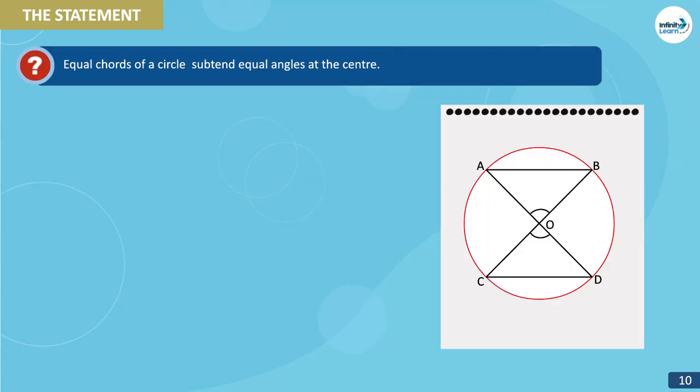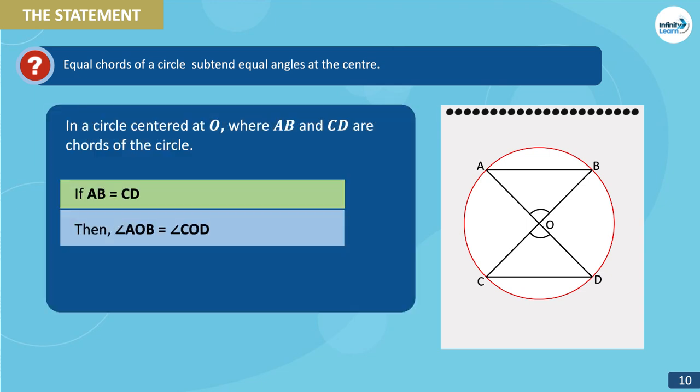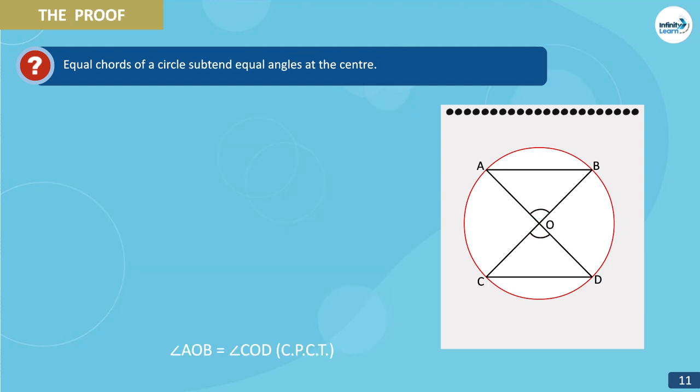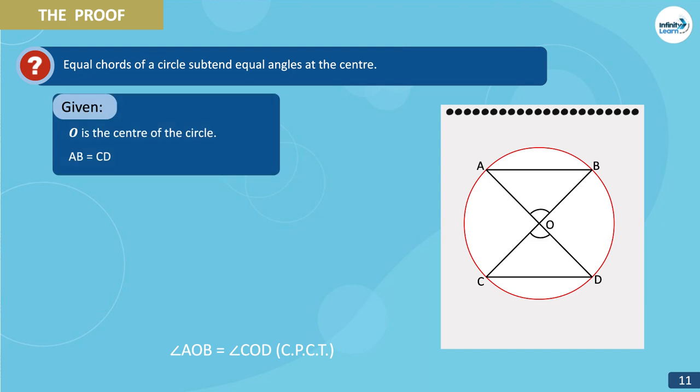Now, statement number 1: equal chords of a circle subtend equal angles at the center. If in a circle whose center is O, AB and CD are equal chords, then angle AOB is equal to angle COD. Equal chords subtend equal angles at the center.